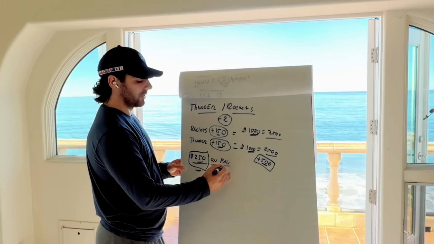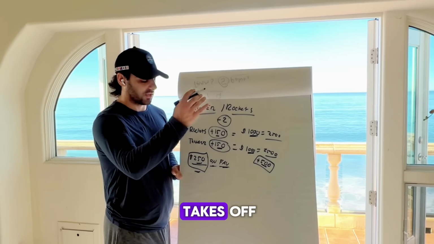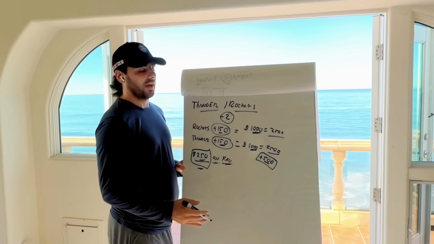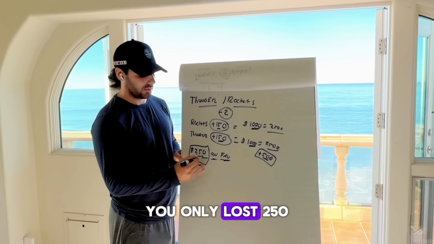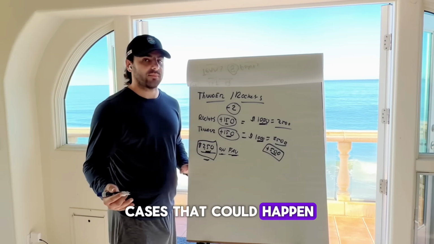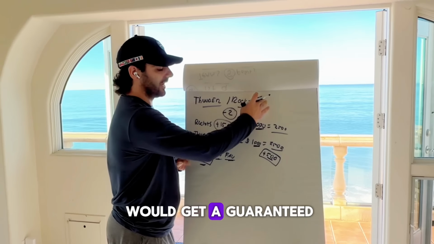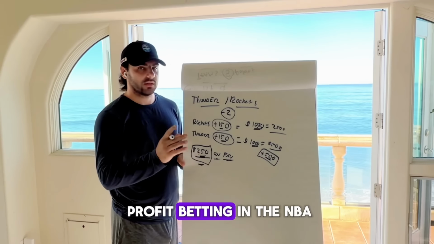Now, another thing is the insurance bet. If the underdog somehow starts the game and takes off, now you haven't lost $1,000 in the game. You've only lost $250. Okay? And sometimes, like I said, in rare cases, that could happen. But besides that, that is where you would get a guaranteed profit betting in the NBA.